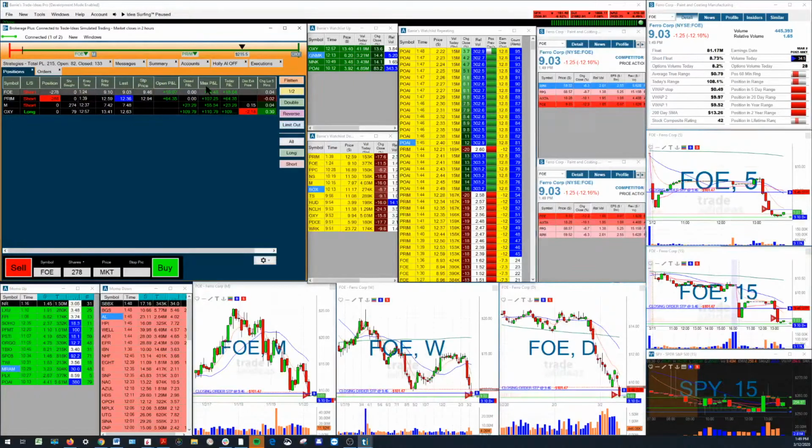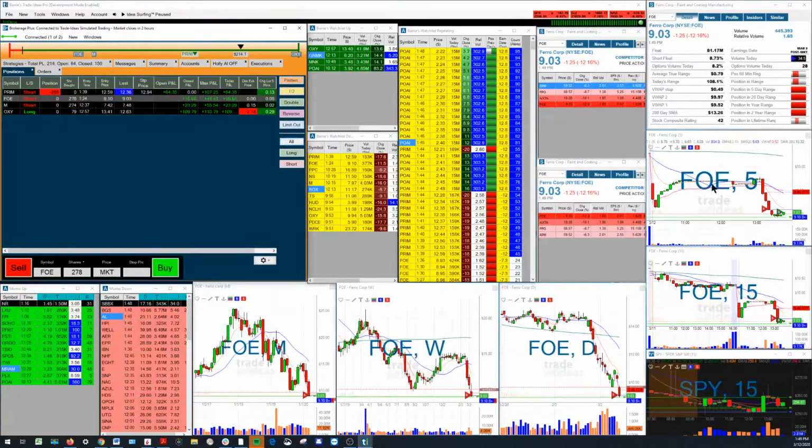Do you remember what I was saying about the FO? So I'm just going to flatten that. That's what I would normally do. Look at that little pop there. And then if it got back down below 892, I would take the trade again.